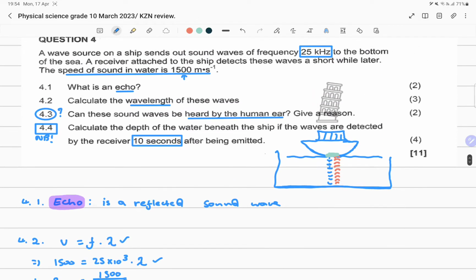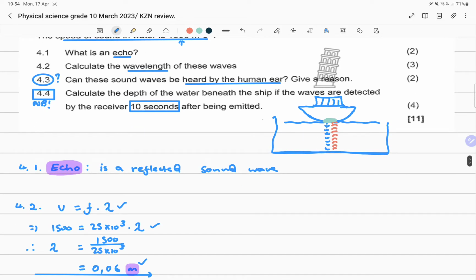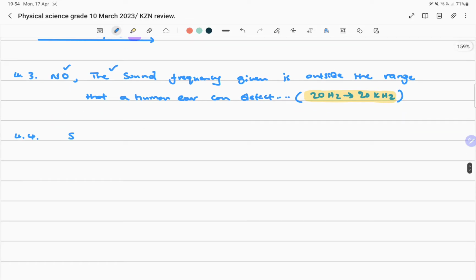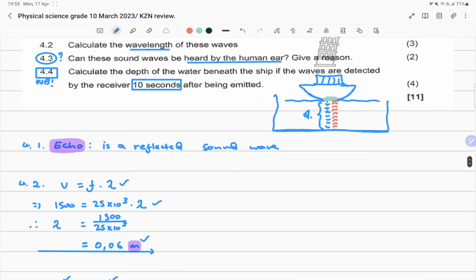Now remember, we want the depth of the water. So exactly what is this distance here that was traveled? Okay, again, distance. We know that in general, speed is basically distance over time traveled. Now we know here that the speed is 1500 meters per second, equal to the distance. We're just going to keep it to d, which is now the depth of our water.